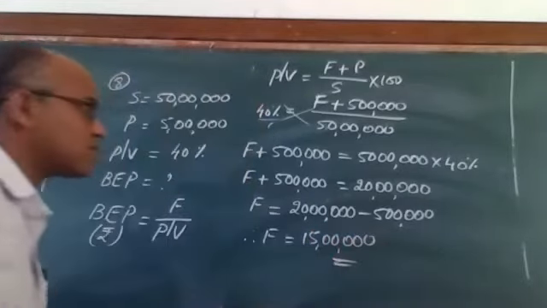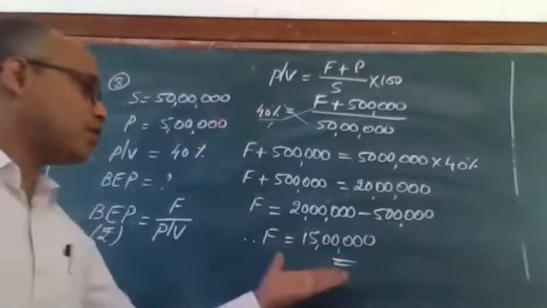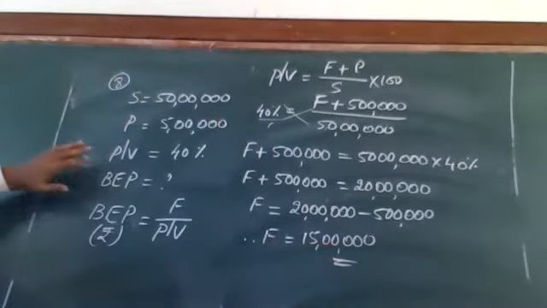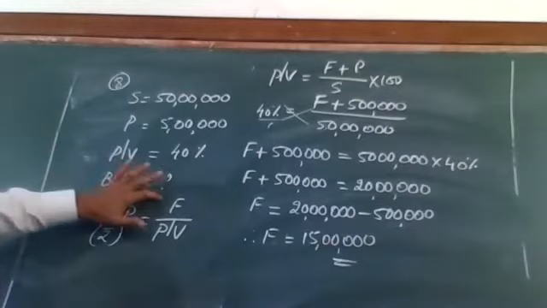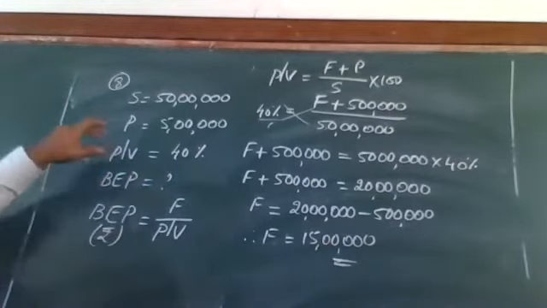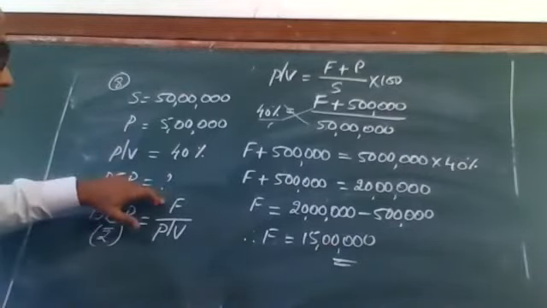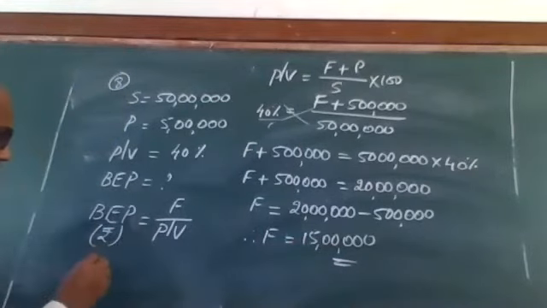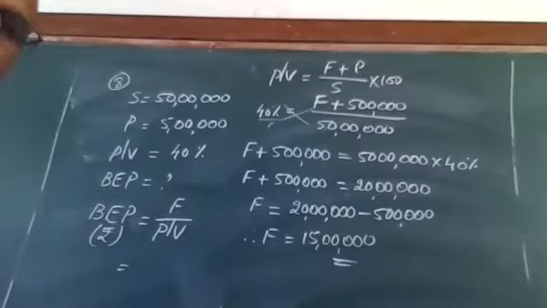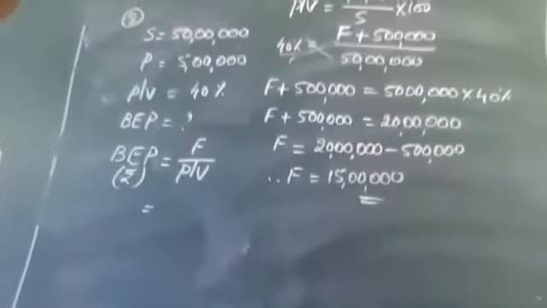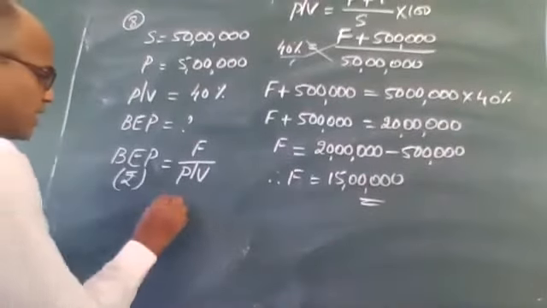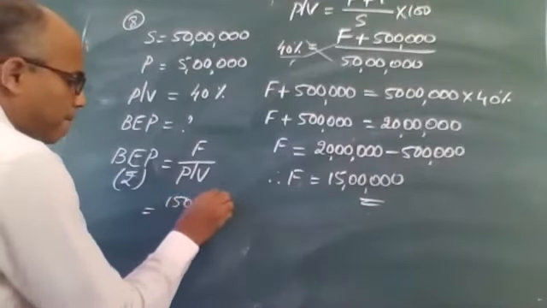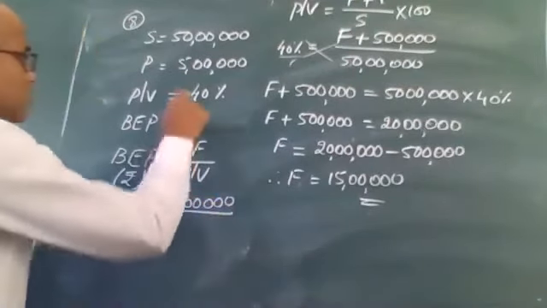Did you get this? Sir, why did you find out fixed cost? Go back to the original question. What did he ask? He asked us BEP. BEP requires fixed cost and PV ratio. I had PV ratio. I did not have fixed cost, so I could find out fixed cost with the help of this. Now, proceed with the formula. Fixed cost is 15 lakhs by PV ratio is 40%.